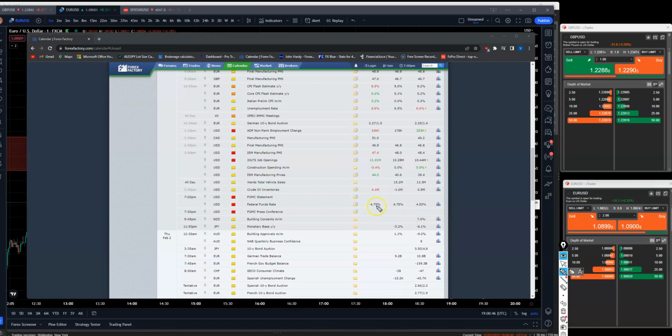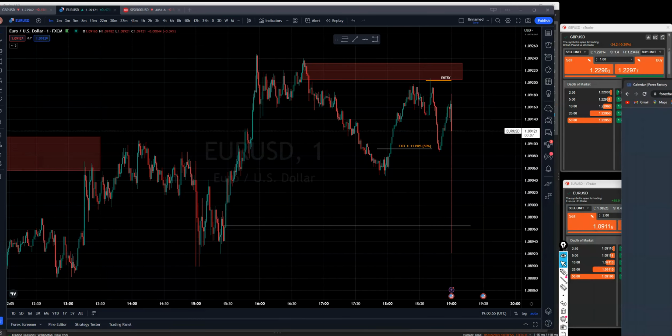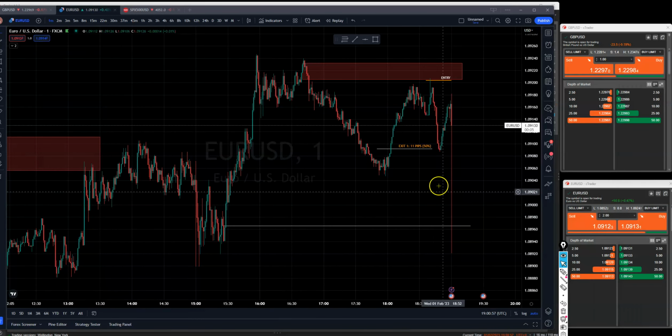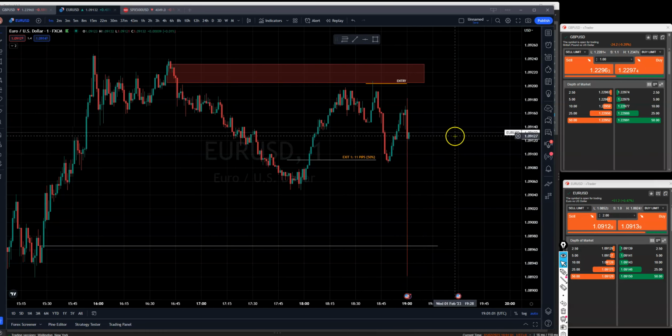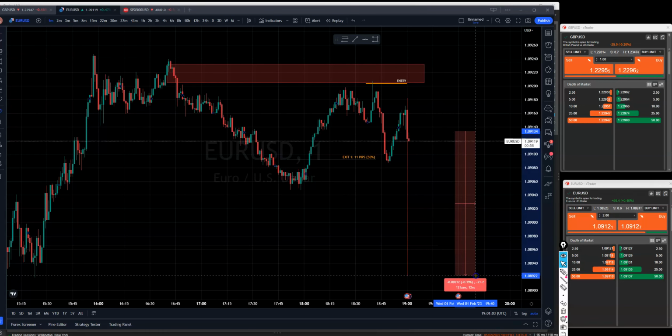45 basis... 25 basis point hike. So very well expected, but let's see what it brings in the market. So you can see quite a heavy move right in here. So what is it? About 21 pips.